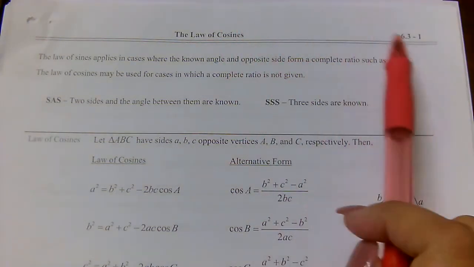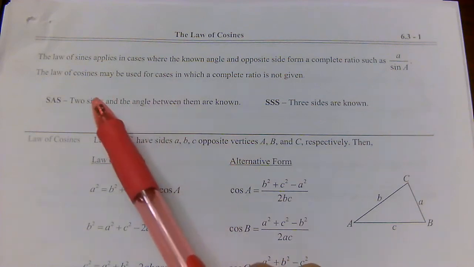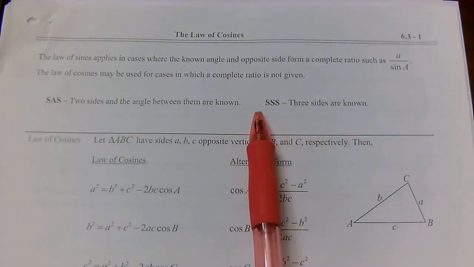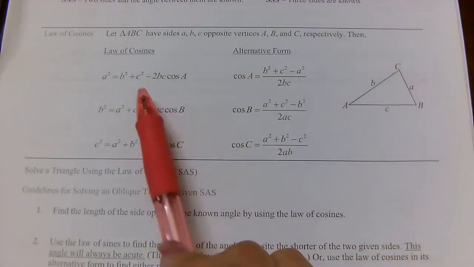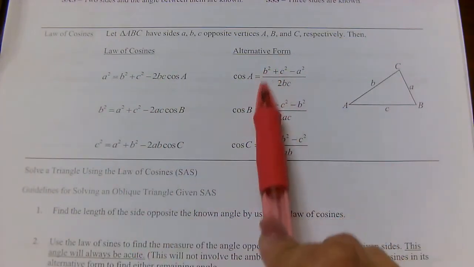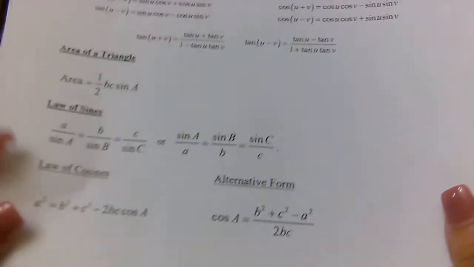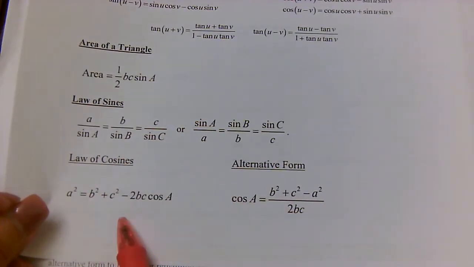Okay, in this video we're going to cover section 6.3, which is the law of cosines. We use the law of cosines when we have a side-angle-side or given three sides that are known. Here are the law of cosines formulas and the alternative formulas. If you notice on your reference sheet, I only give you one form of each.